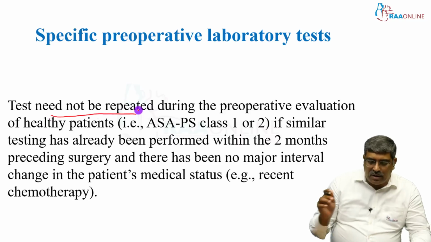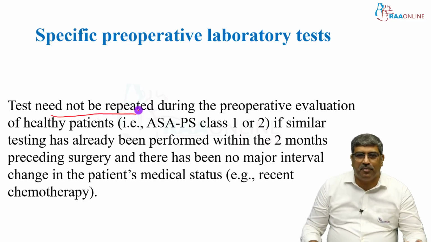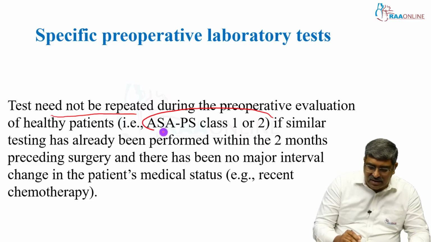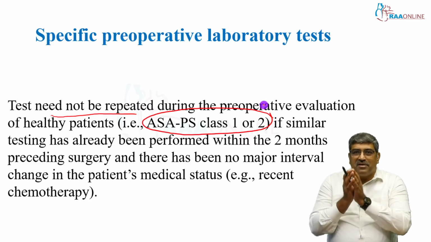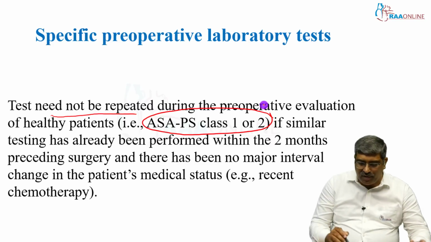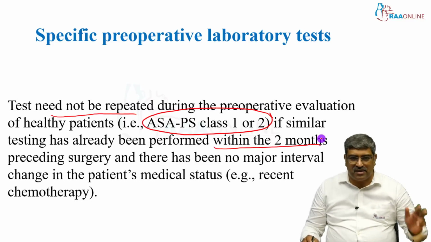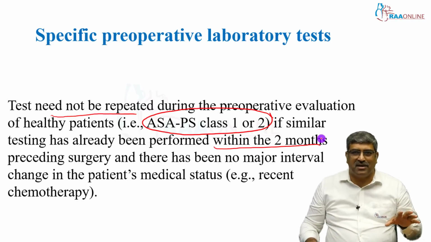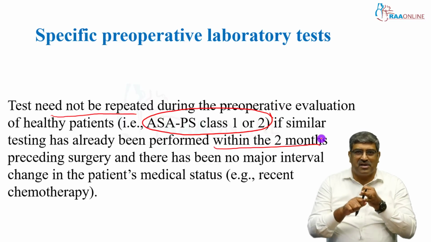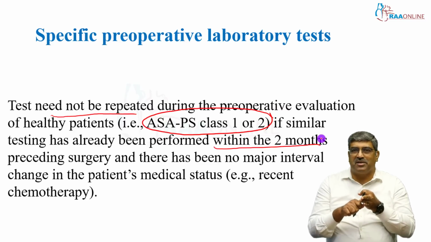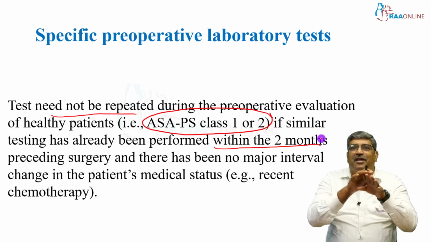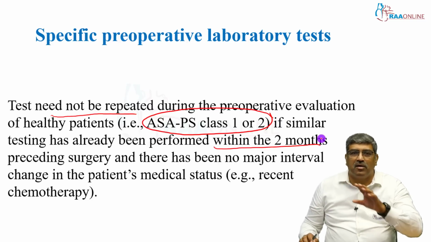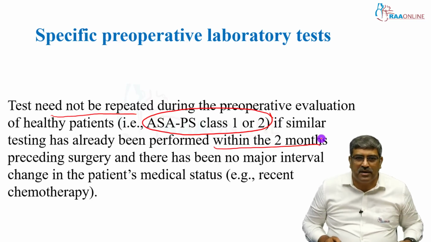Testing need not be repeated during the preoperative evaluation of a healthy patient. By healthy patient, you mean ASA physical status 1 or 2, if a similar study has already been performed within the 2 months preceding surgery and there has been no change in the patient's medical status. So, for a healthy patient, ASA physical status 1 and 2, with pre-op testing already done within 2 months before surgery and no major change in medical status, you need not ask for preoperative laboratory testing.